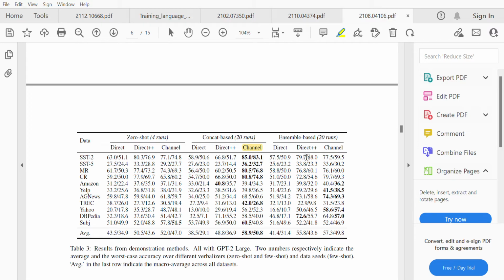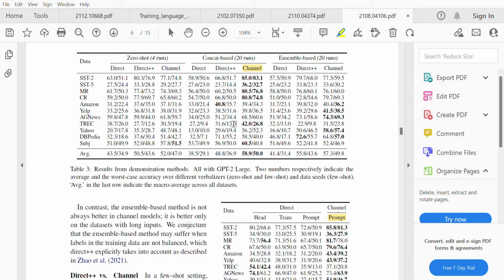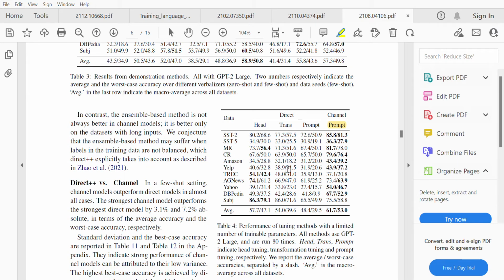So I think what is interesting here is that the concatenate-based versus the ensemble-based models are sort of split, but the channel method is going to work the best in terms of modeling this. Then the other thing they're showing here is the performance of tuning methods with a limited number of trainable parameters. This gets more into detail on the different types of sections they're using to actually train and learn parameters from. They show some cases in which direct training is going to work better.